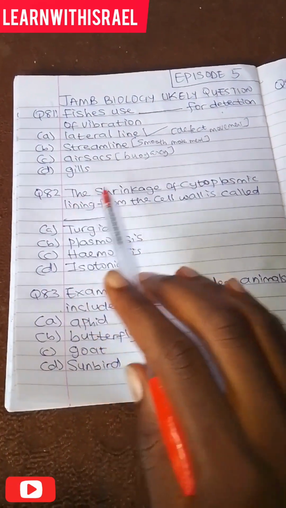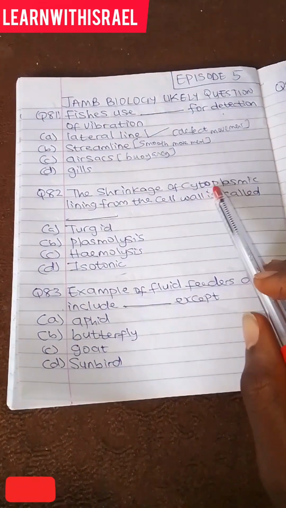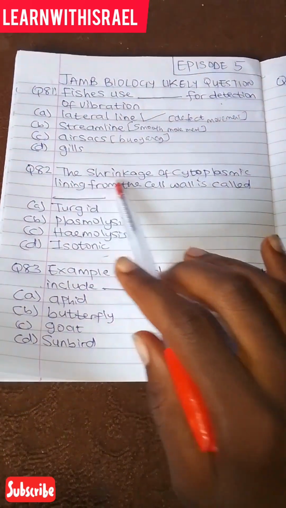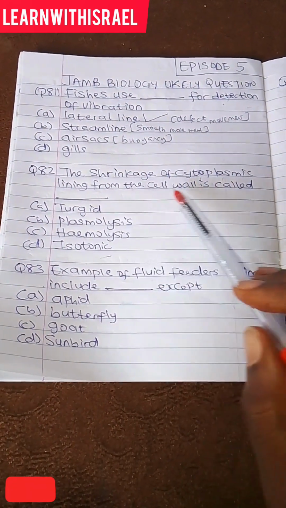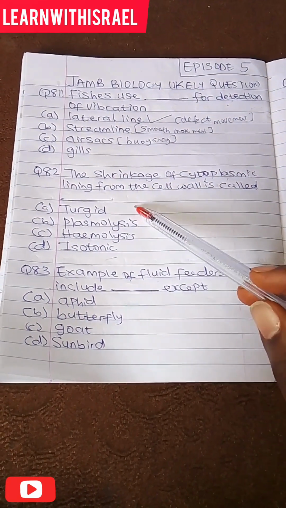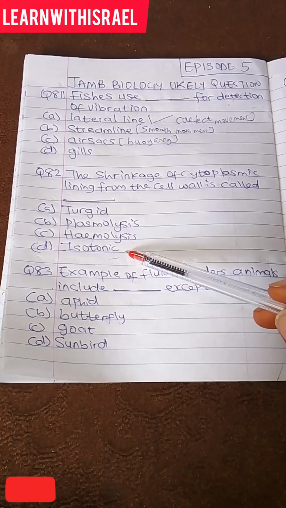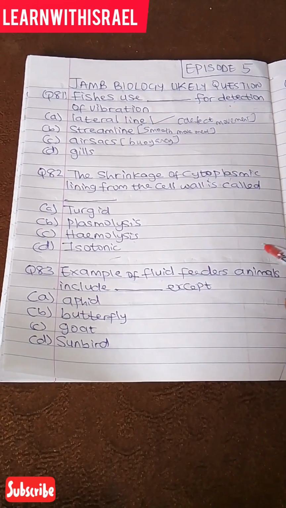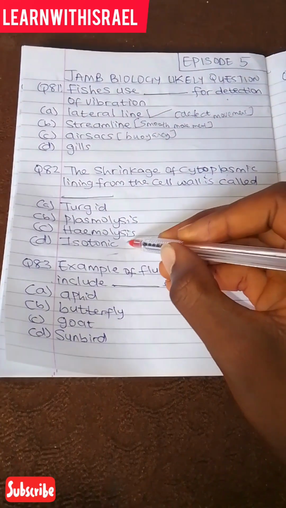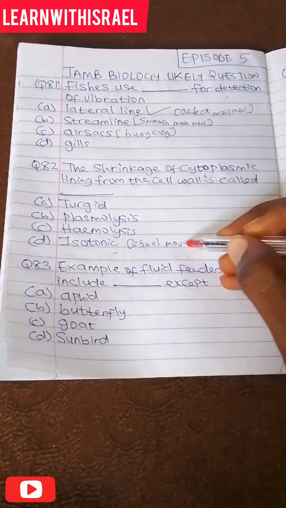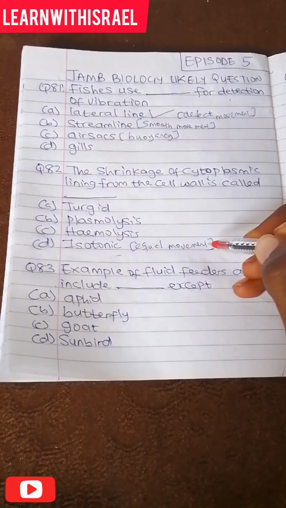Question 82. The shrinkage of cytoplasmic lining from the cell wall is called dash. A. Turgid. B. Plasmolysis. C. Hemolysis. D. Isotonic. So isotonic means equal movement. So isotonic is wrong.